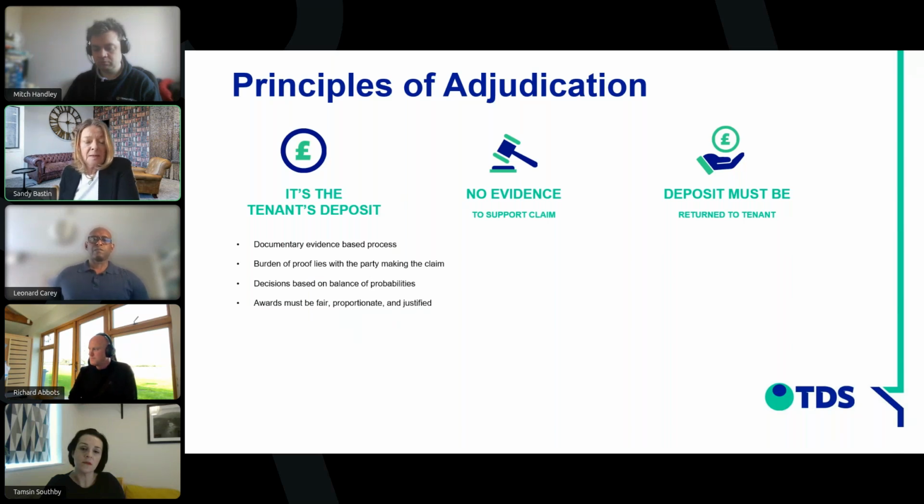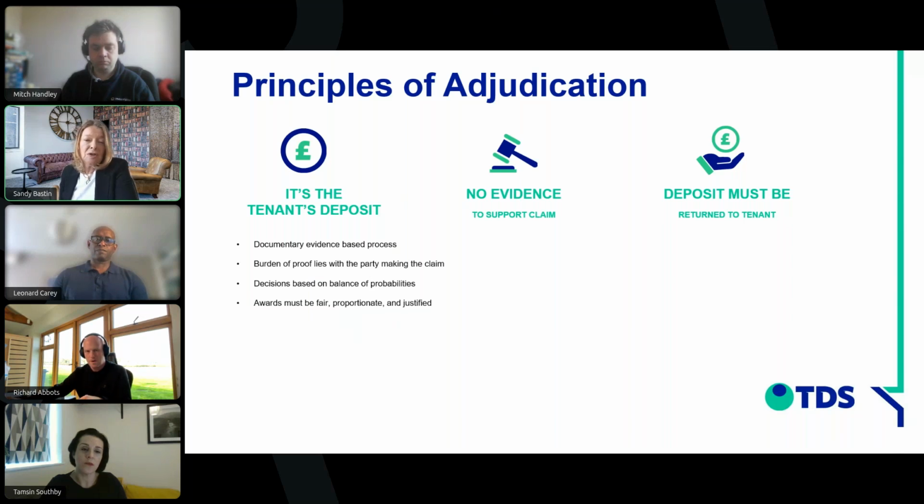I thought it'd be best to start with just the principles of adjudication. So the starting point is the deposit belongs to the tenant, it is their money. And if there is no evidence to support a deduction, then the deposit will be automatically returned to the tenant. So it is a documentary evidence-based process. It's not possible to rely upon a statement alone. And the burden of proof is with the party wishing to make a claim against the deposit in the first instance. So that would be the agent and the landlord.